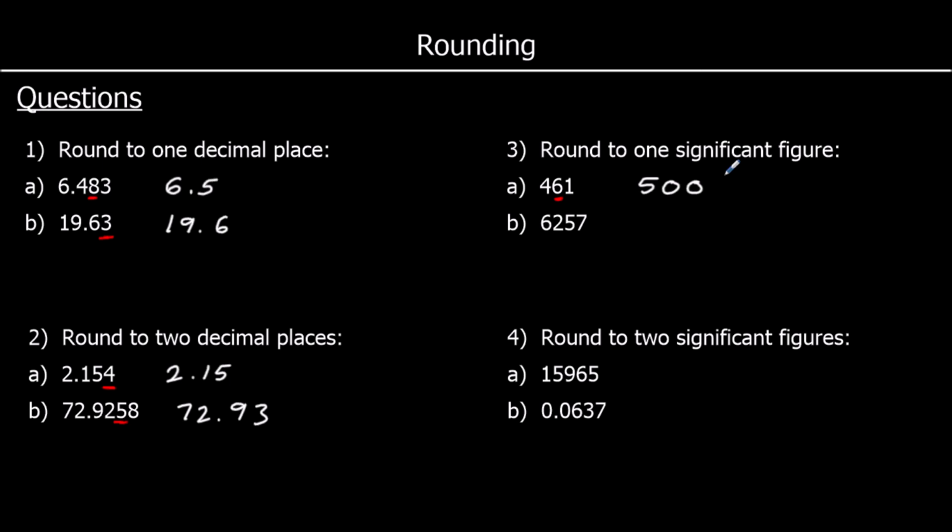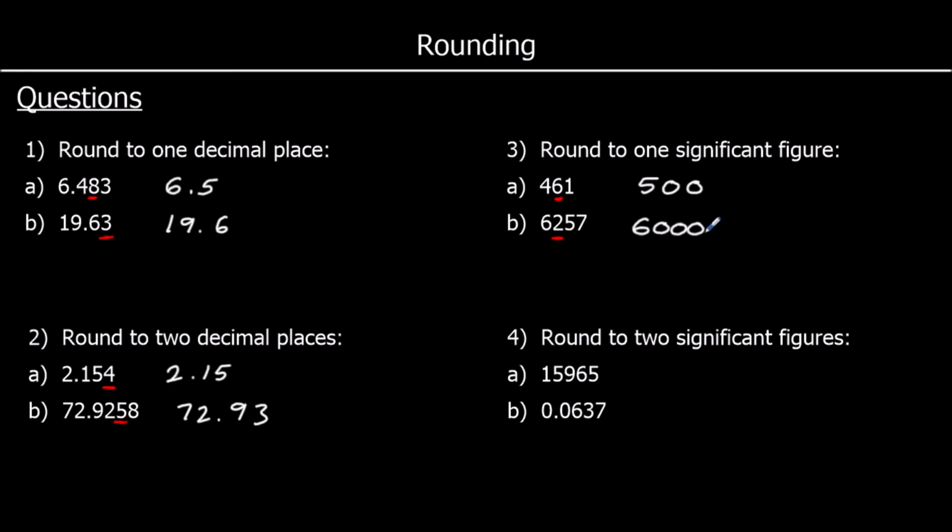And the second one of these, 6,257. The first non-zero number is the 6,000. So look at the next one. Is it 5 or above? No, it's not. So it stays as 6,000.